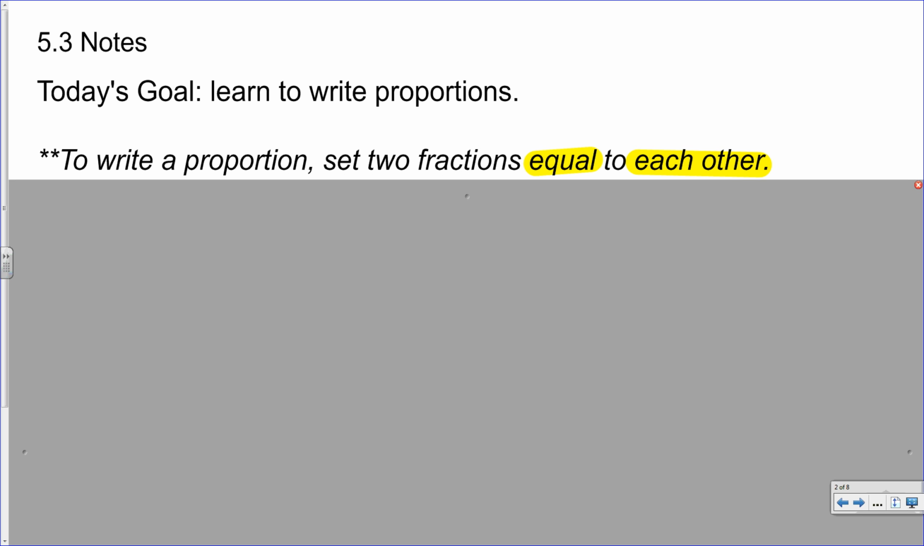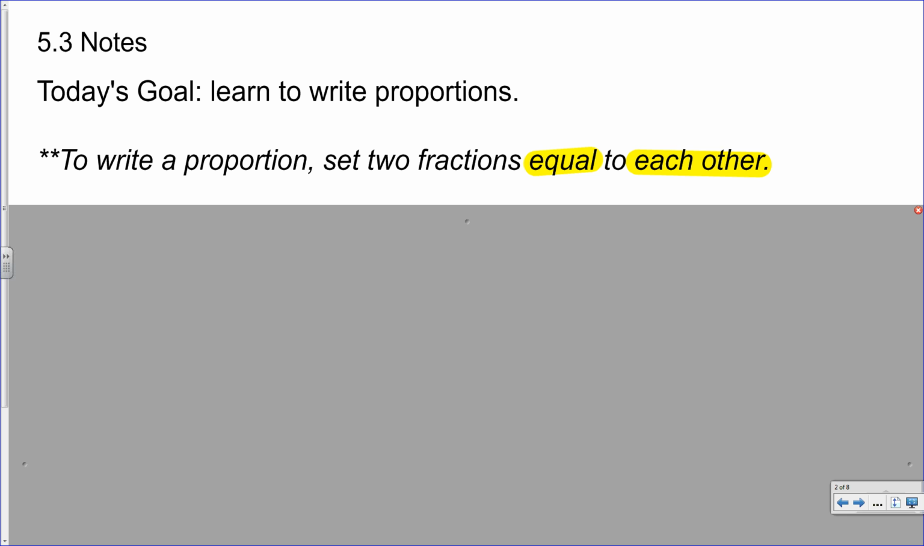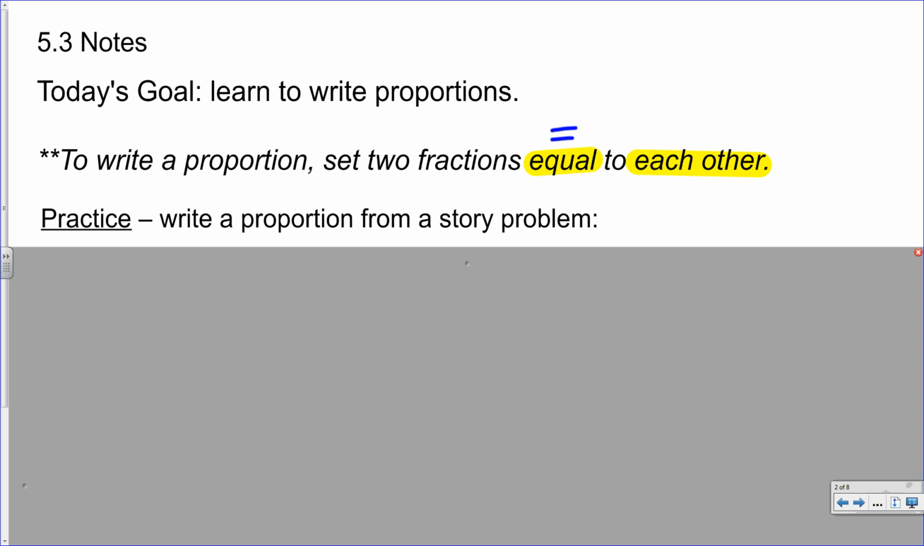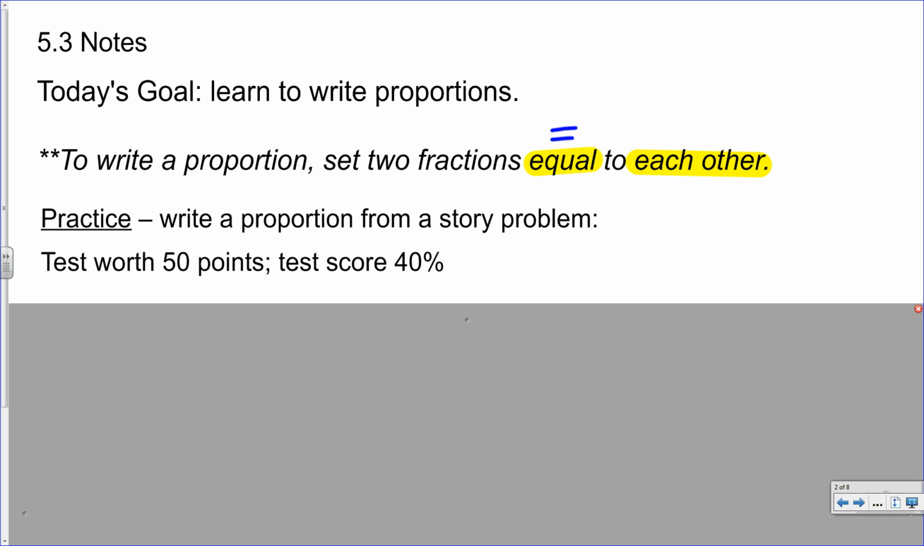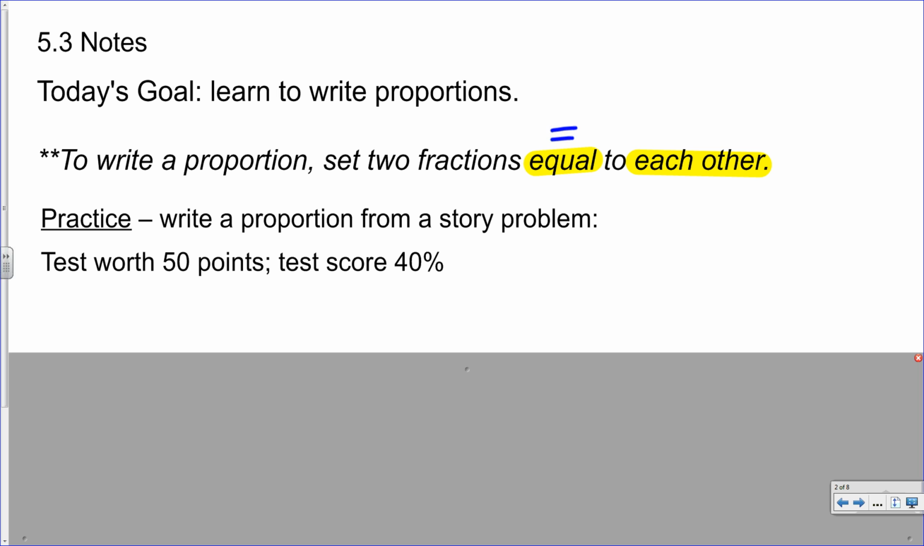What you need to know is that to write a proportion, you need to set two fractions equal to each other, which means you're going to be using the equal sign. So we're going to be writing some proportions. These ones are from story problems. It says a test is worth 50 points, and you got a score of 40%. Now we know that we need to be able to write some fractions for this and set the two fractions equal. So I've got this set up here.